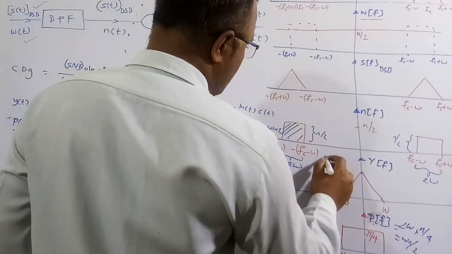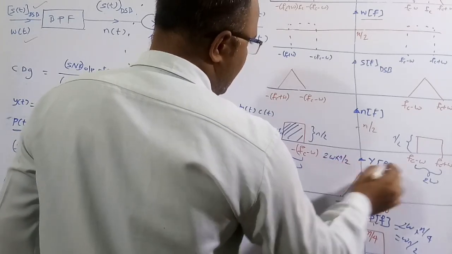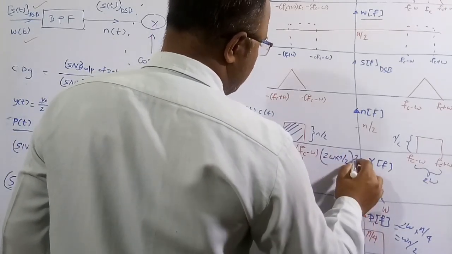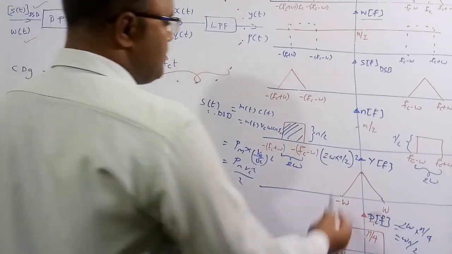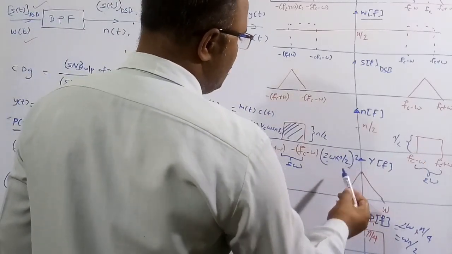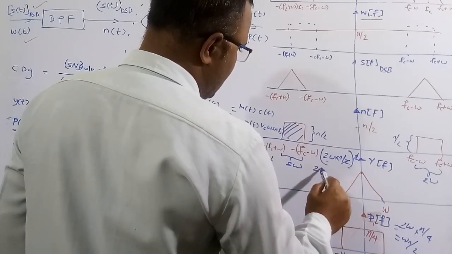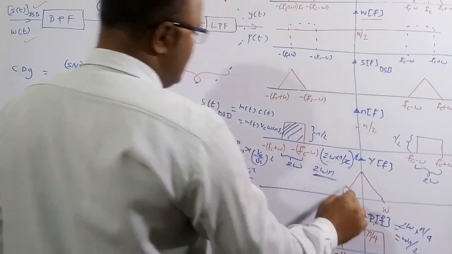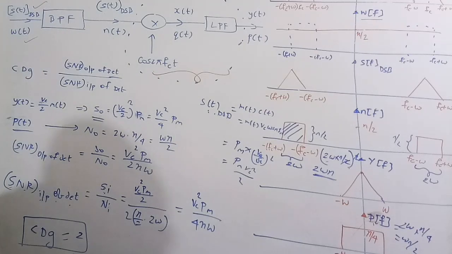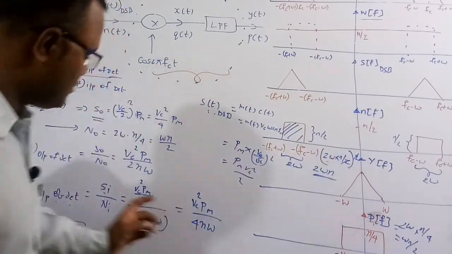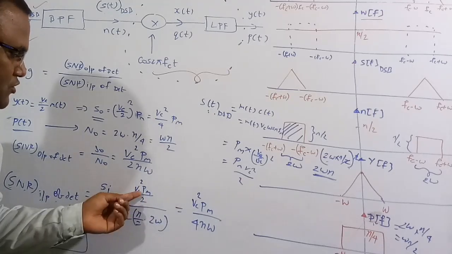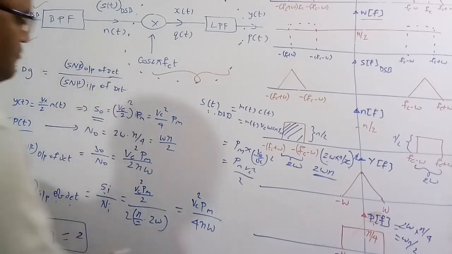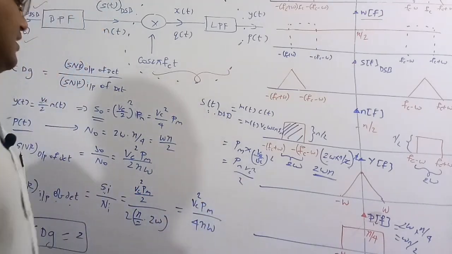Therefore 2w into eta by 2, and here also the same thing. So directly you do the multiplication: 2w into eta by 2 plus 2w into eta by 2. Simply, 2w into eta by 2 into 2. The 2 cancels, so finally 2w eta is the power present in n of f. So the same thing we will get here. Now do the division. Finally we are going to get Vc square Pm by 4 eta w.